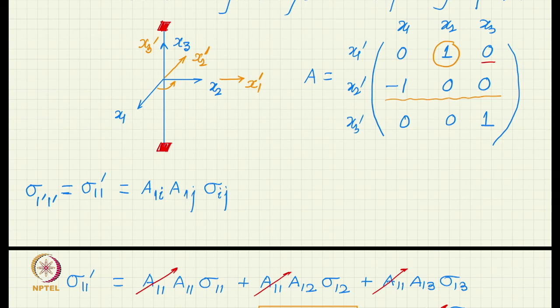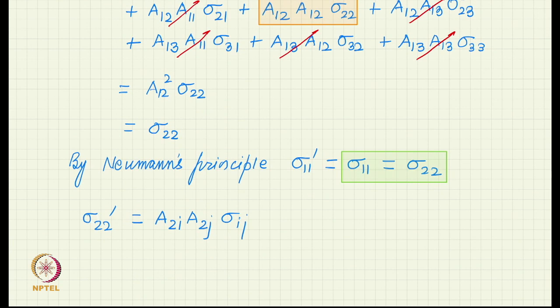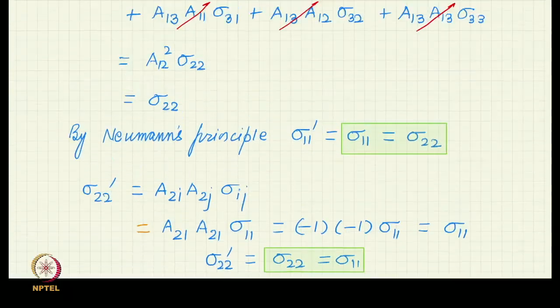In the second row we see that only the first term is non-zero, that is a 2 1. So, only a 2 1 can be non-zero, other second row elements are 0. So, a 2i and a 2j both will remain non-zero only if i and j are 1. So, it is a 2 1 a 2 1 sigma 1 1, and both of these values are minus 1. So, we get minus 1 times minus 1 sigma 1 1, so it is sigma 1 1. Again, since this is a symmetry rotation, Neumann demands that sigma 2 2 prime should not have changed. So, sigma 2 2 prime should have been sigma 2 2, and that is equal to sigma 1 1. So, we just repeated the information which we have already established above, nothing new came out by trying to work out sigma 2 2. It is also saying that sigma 1 1 is equal to sigma 2 2.